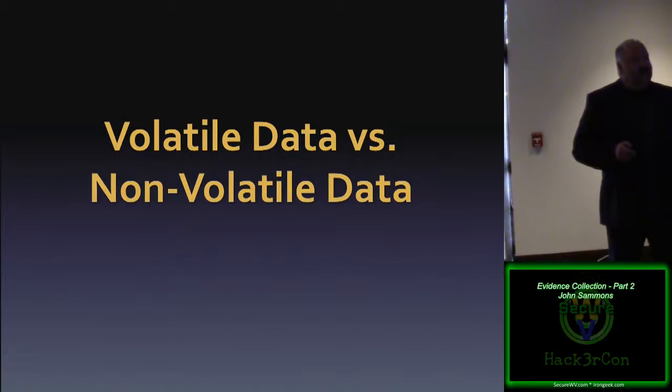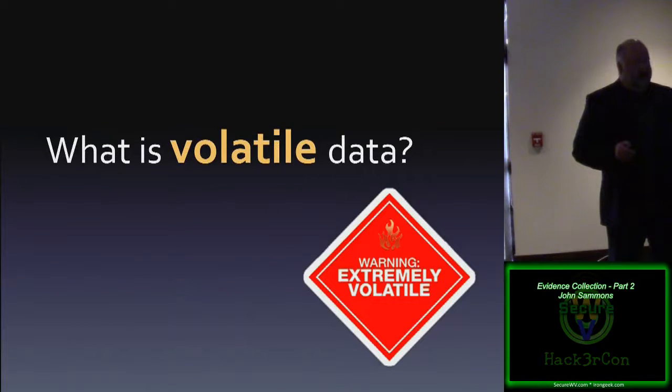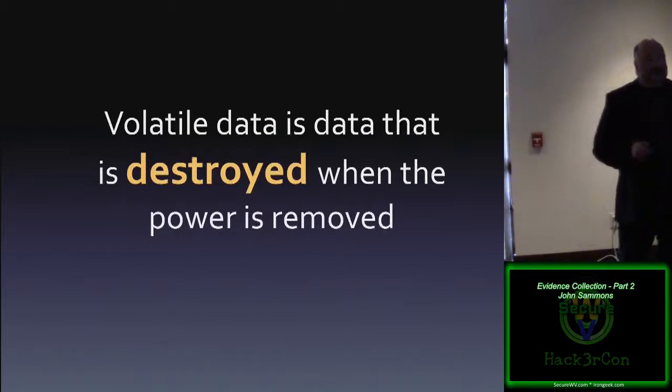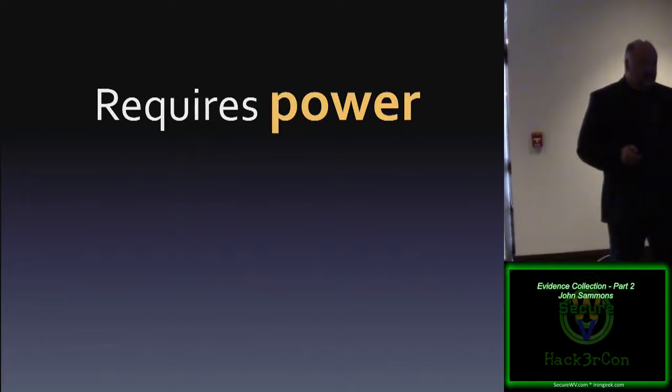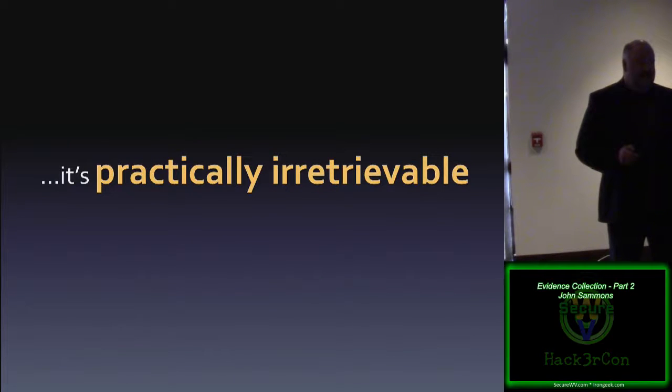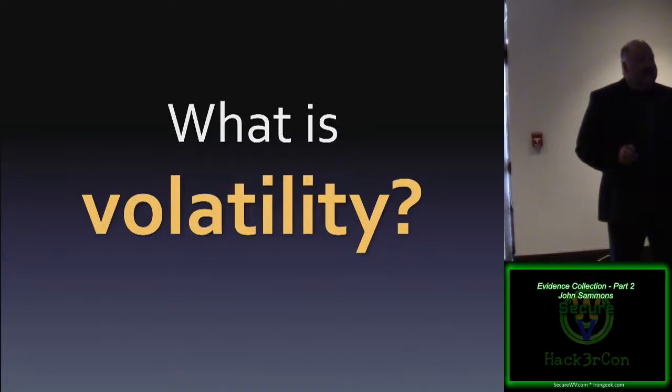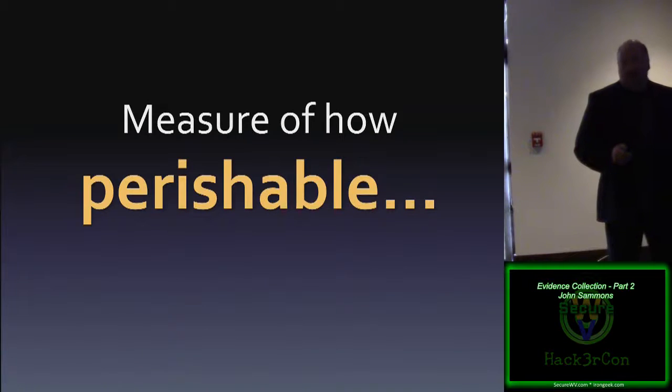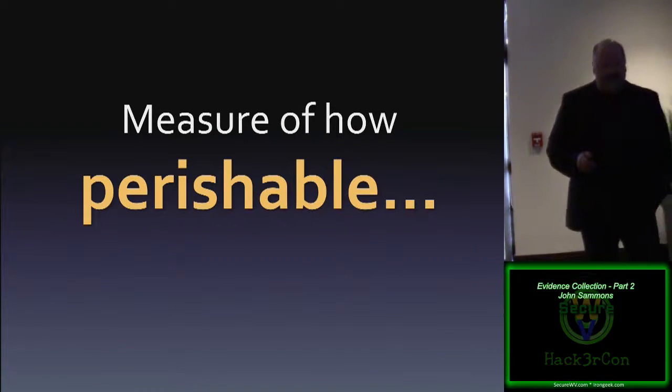Volatile data versus non-volatile data. So what is volatile data? Basically, we're talking about data that is destroyed when the power is removed. Volatile data requires power to maintain that stored information. Once that data is gone, there is no getting it back. That is one of the absolutes in this process. Volatility is a measure of how perishable that data is.